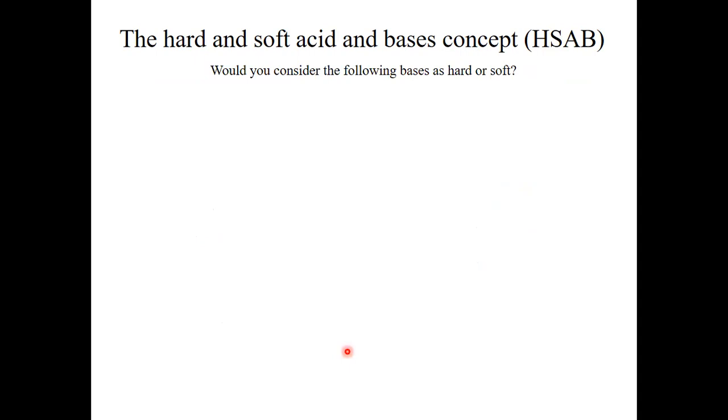Okay, so let us practice this a little bit together. Would you consider the following bases hard or soft? So let us look at this. You see fluoride, chloride, bromide, iodide. So can you tell which of that series should be the hardest base and which of the ions in that series should be the softest base?